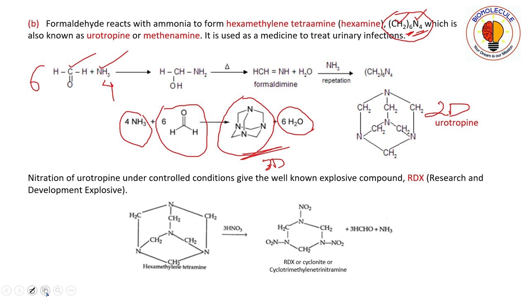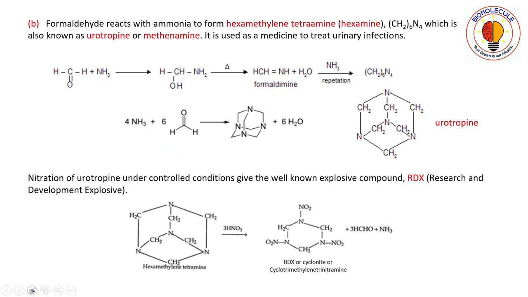And this one is a very interesting reaction: nitration of urotropin. Nitration of urotropin under controlled conditions, we will get RDX, that is the explosive.